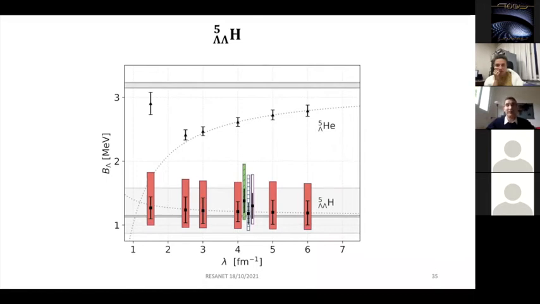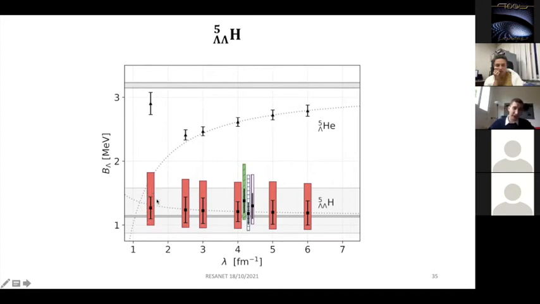One of those is hydrogen 5 double lambda. And you can see here, this is exactly the same kind of graphic in which there is the hydrogen 5 lambda as a comparison. This is using the experimental Alexander et al. parameterization. And this red band with this black point inside are our predictions for different cutoffs. And the black point is the error of the calculation.